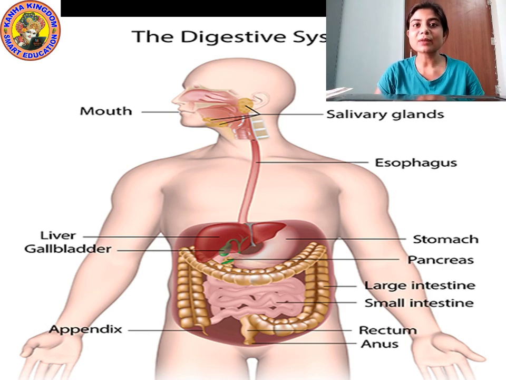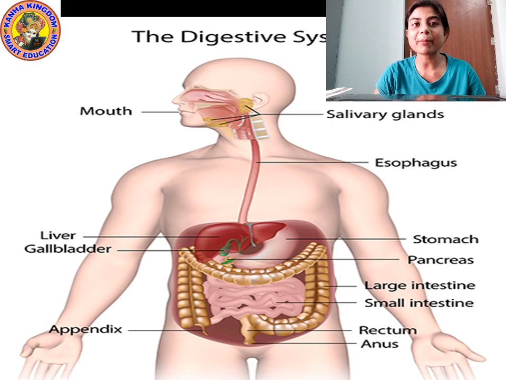Then comes the small intestine, then the large intestine, then the rectum. Can you see which one is the rectum? It is written there, after the small intestine. And then comes the anus, through which the food material that is not needed in our body gets excreted. That means it comes out of our body through the anus.